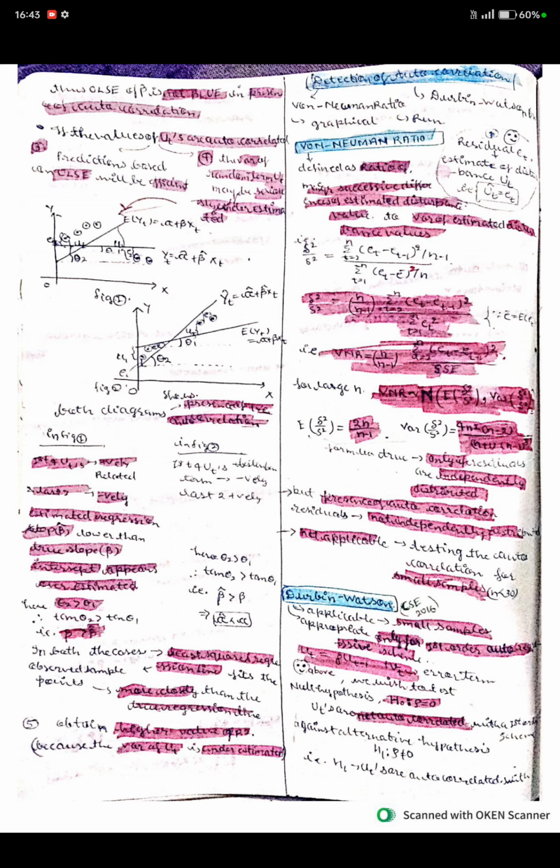So in both cases, the least squares regression line fits the observed sample points more closely than the true regression line. Fifth, we obtain a higher value of R square because the variance of the ut's is underestimated.